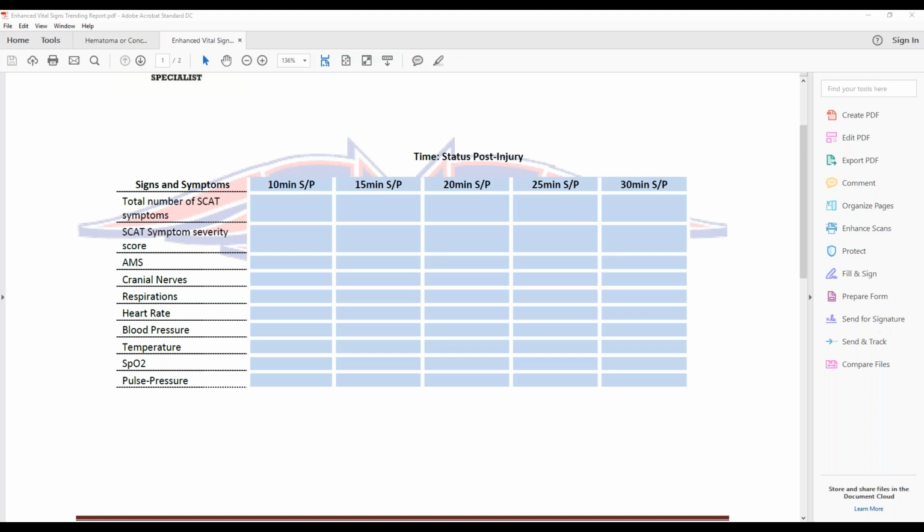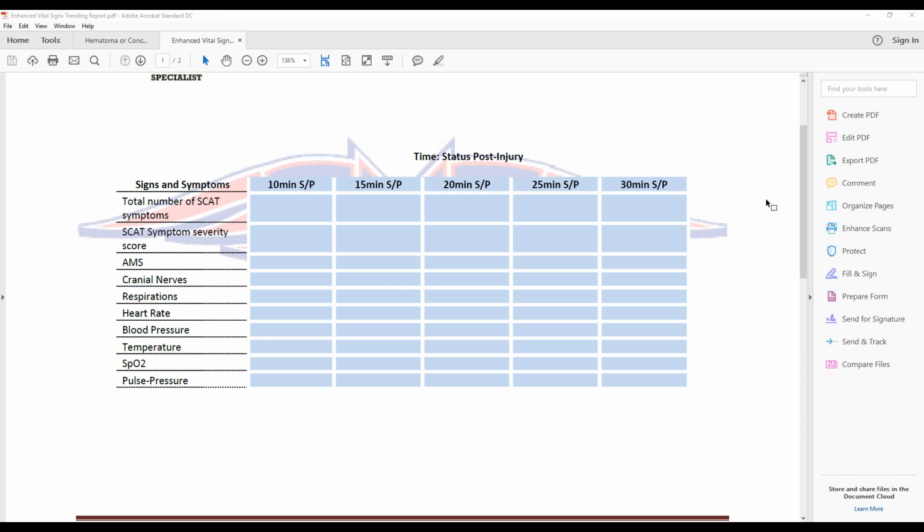The vital signs trending report, which I have here for you, is specific to concussion management. I have multiple vital signs trending reports that I use that are very specific for internal trauma and other types of injuries, because the concept of trending over serial measurements over time is very, very important to us as athletic trainers, determining in the acute injury setting if an injury warrants transport to the emergency room or if this is something that can wait for a follow-up evaluation.